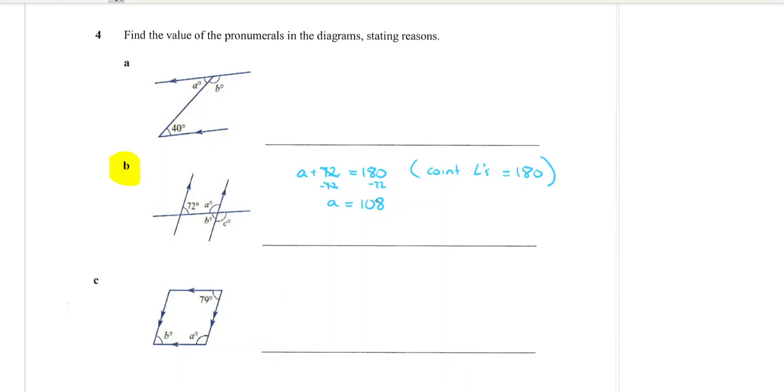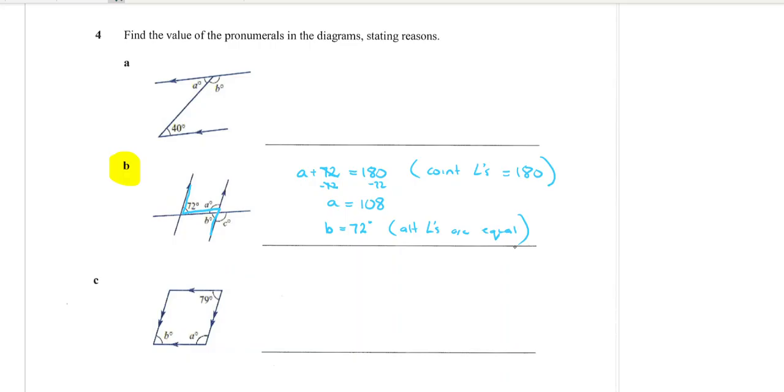No? Yes. That's the one I was after. Very good. The B is making the Z shape with the 72, so that's alternate. So you could say B equals 72 because alternate angles are equal. The other option you could have had is you could have done a straight line from the A that you just found. There would have been a little bit more working out, but that's okay. You'd still get the same result.